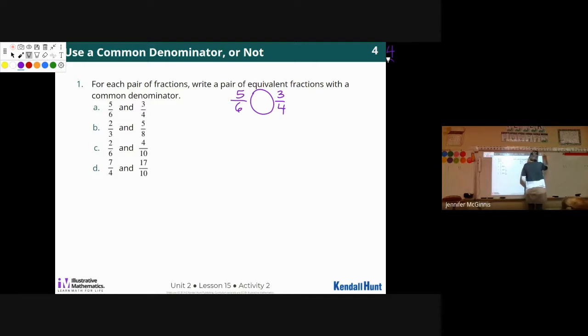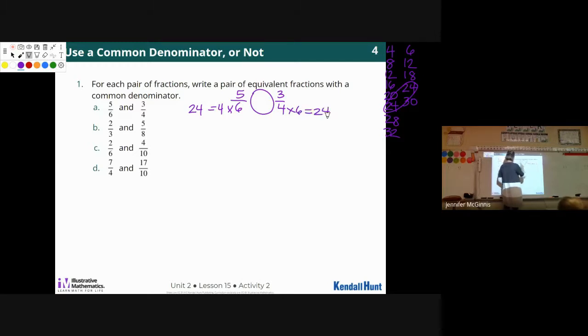6s. So 4, 8, 12, 16, 20, 24, 28, 32, I'm going to stop there. And then 6s. Hopefully there will be a match here. 6, 12, 18, 24, 30. Oh, there it is right there. So I'm going to do times 4 here. I'm going to do times 6 over here because it's going to give me my matching denominators that I need. Whatever I do to the bottom, I must do to the top.